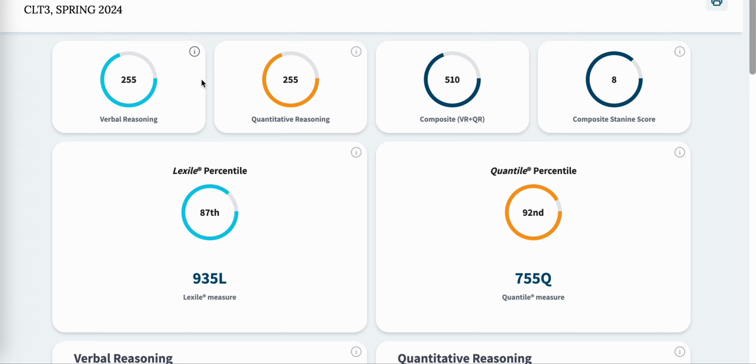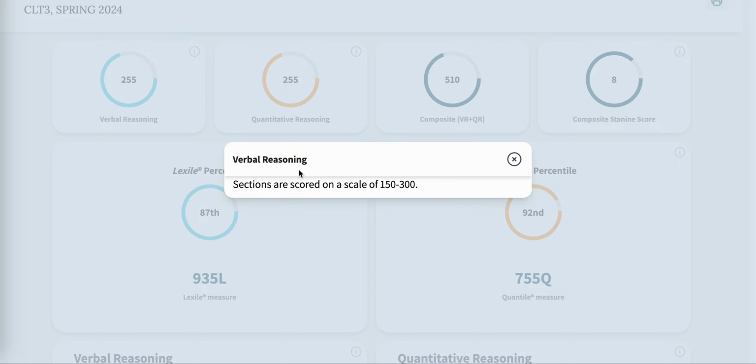So the first section you want to notice is verbal reasoning and quantitative reasoning. Our CLT test measures reading, writing, and math. And the reading and writing grammar portion is comprised in the verbal reasoning. If you click on the I here, you can see that verbal reasoning is scored on a scale of 150 to 300. The closer your child is to 300, the better they did on the test. The same thing is true for quantitative reasoning.